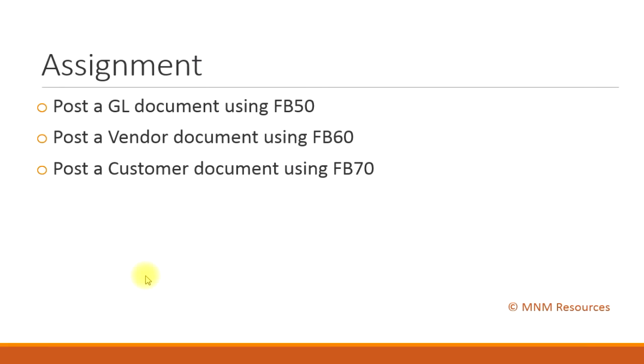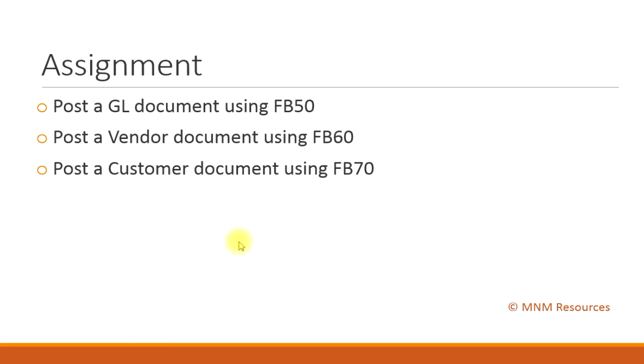By now, we should be able to know how to create a GL account, how to create a vendor master, how to create a customer master, how to define the fiscal year variants, the posting periods, open and closing posting periods, all the basic necessary settings to go ahead and post these entries. You should be familiar with it by now. So for your assignment, try to post a GL document using FB50, a vendor document using FB60, and post a customer document using FB70. Make sure the relevant master data, that is your GL master data, the vendor master data, and customer master data are all created in the system before you proceed.